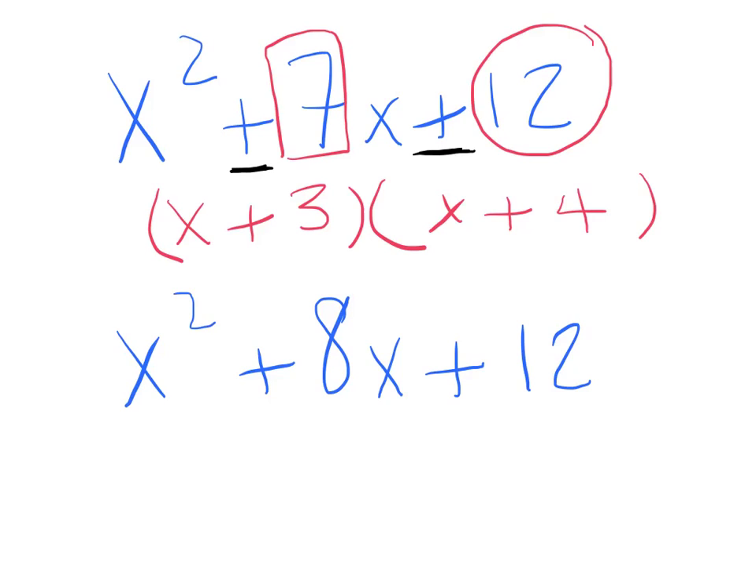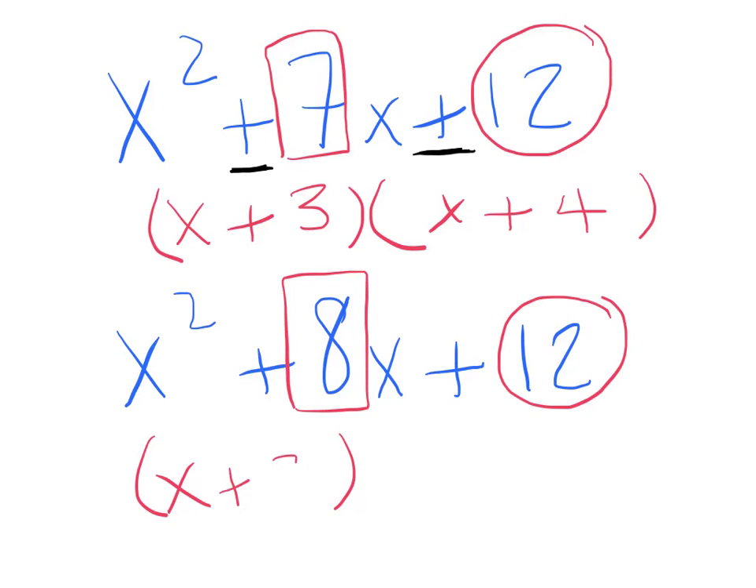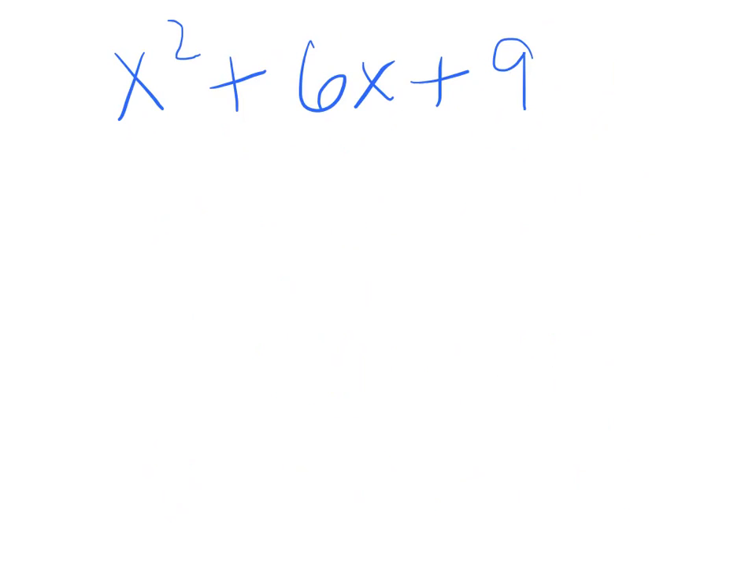So this one here, I still have the same product in this next example of 12, but this time my sum is 8. So I'm thinking about what multiplies to 12 but adds to 8. So I have x plus 2 times x plus 6. This is one that's a little bit more interesting or different.